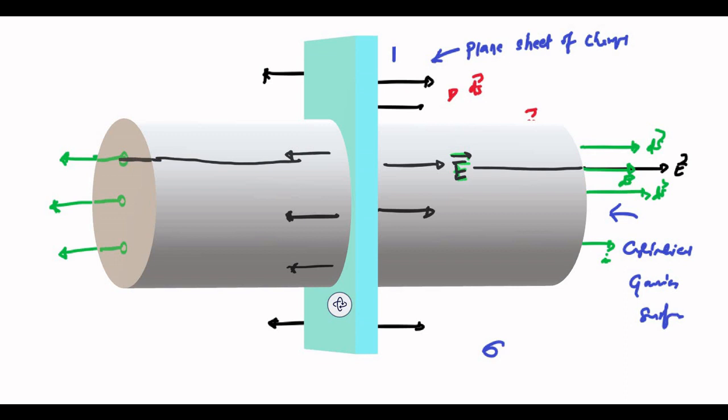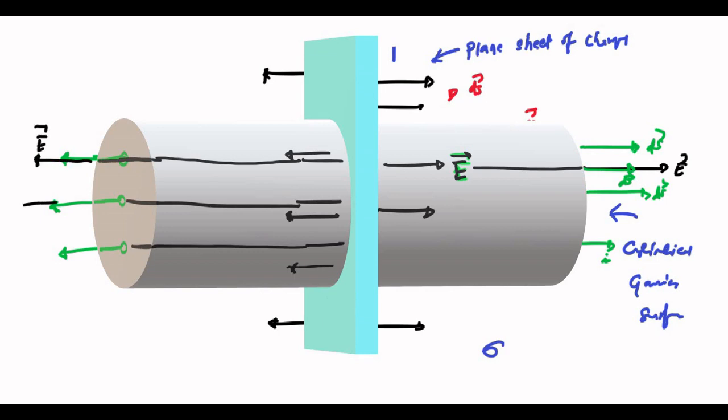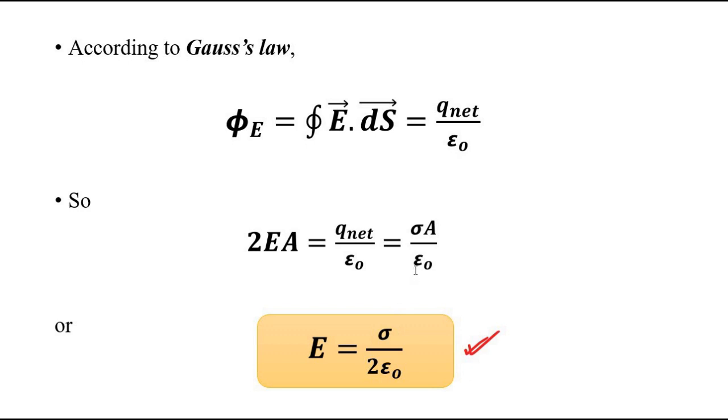If we extend them like this, the electric field lines from the plane sheet of charge will always be in the same direction as the area vectors. So the angle between them is 0 degree. For the cylindrical portion, the angle between E vector and ds vector is 90 degree. For the two end caps, left and right, the angle between E vector and ds vector is 0 degree, because they are in the same line, parallel to each other. Okay, so this is the situation: the electric field in terms of the surface charge density for an infinite plane sheet of charge with a cylindrical Gaussian surface.